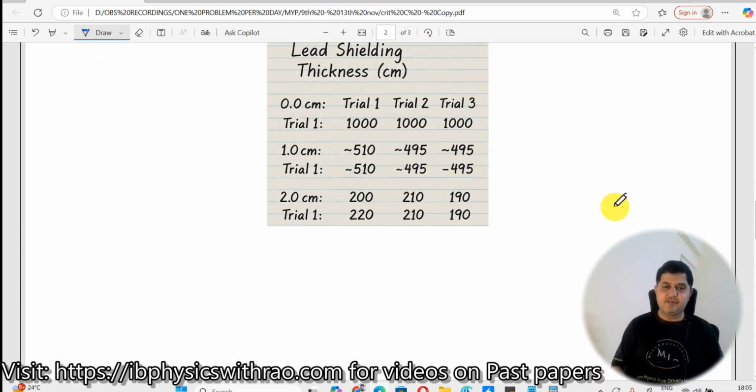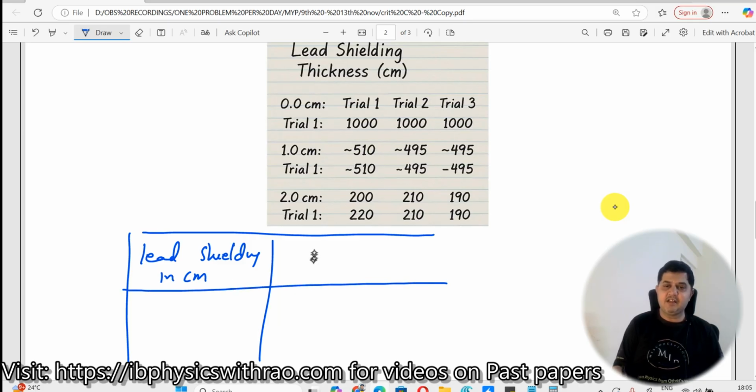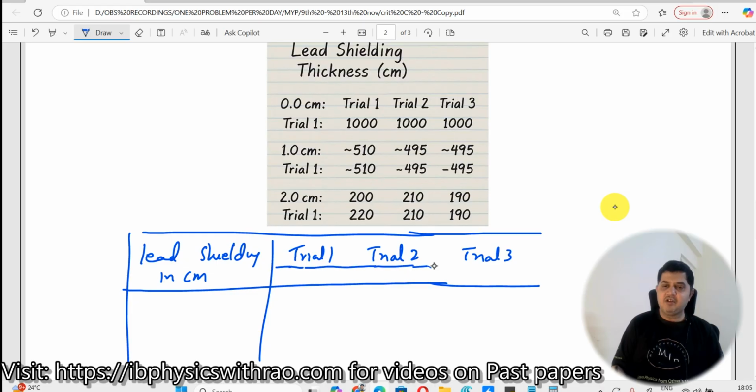So we should say lead shielding in centimeter. This should be the first column. After that, we should have trial 1, trial 2, trial 3. Let us put this, and then as mentioned, all this will be measured in counts per minute. Counts per minute, right? Now let me put columns.